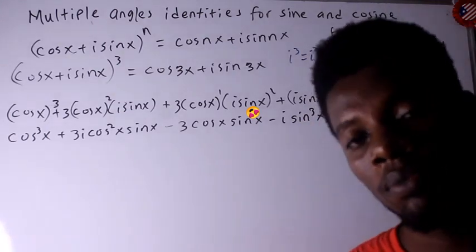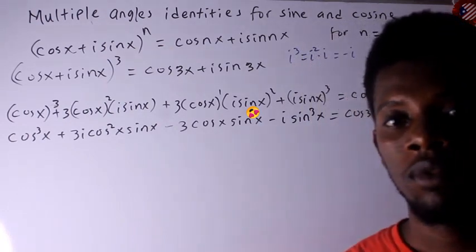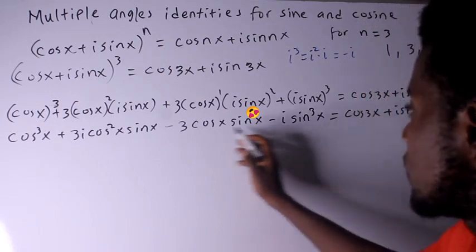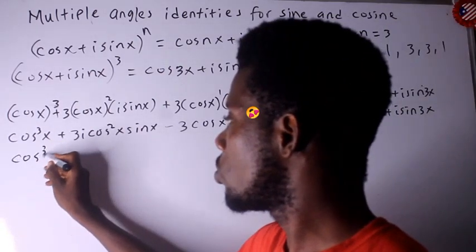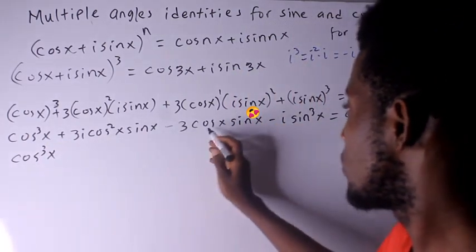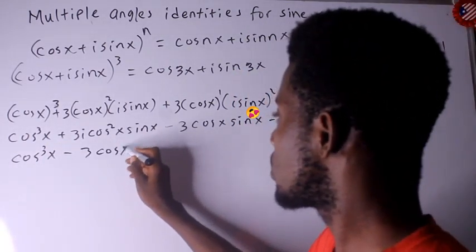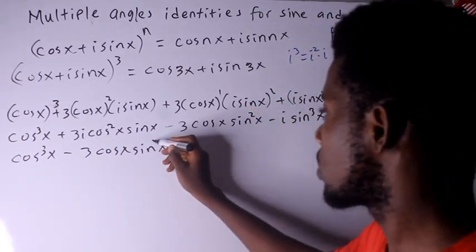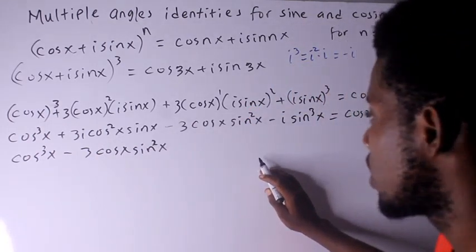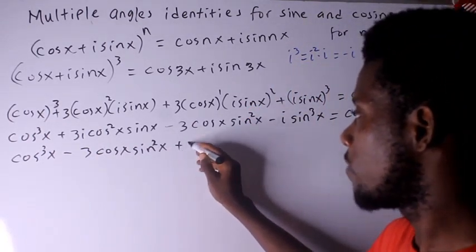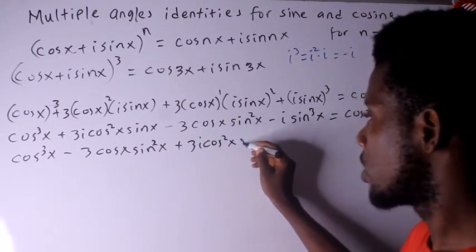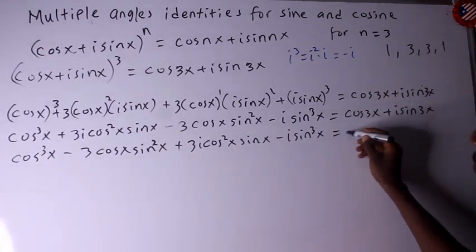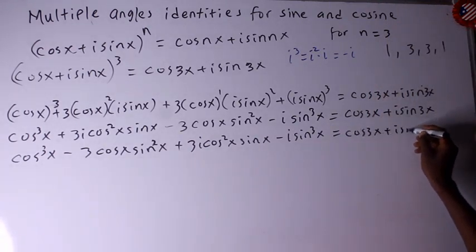So the real parts are those parts that do not have an i, and imaginary parts are those parts that have an i. So what are the expressions here that don't have an i? You have cos cube x, it doesn't have an i, and then you have minus 3 cos x sine square x. It doesn't have an i either. And then you move to the terms that have an i: you have 3i cos square x sine x minus i sine cube x. And everything should give you cos 3x plus i sine 3x.